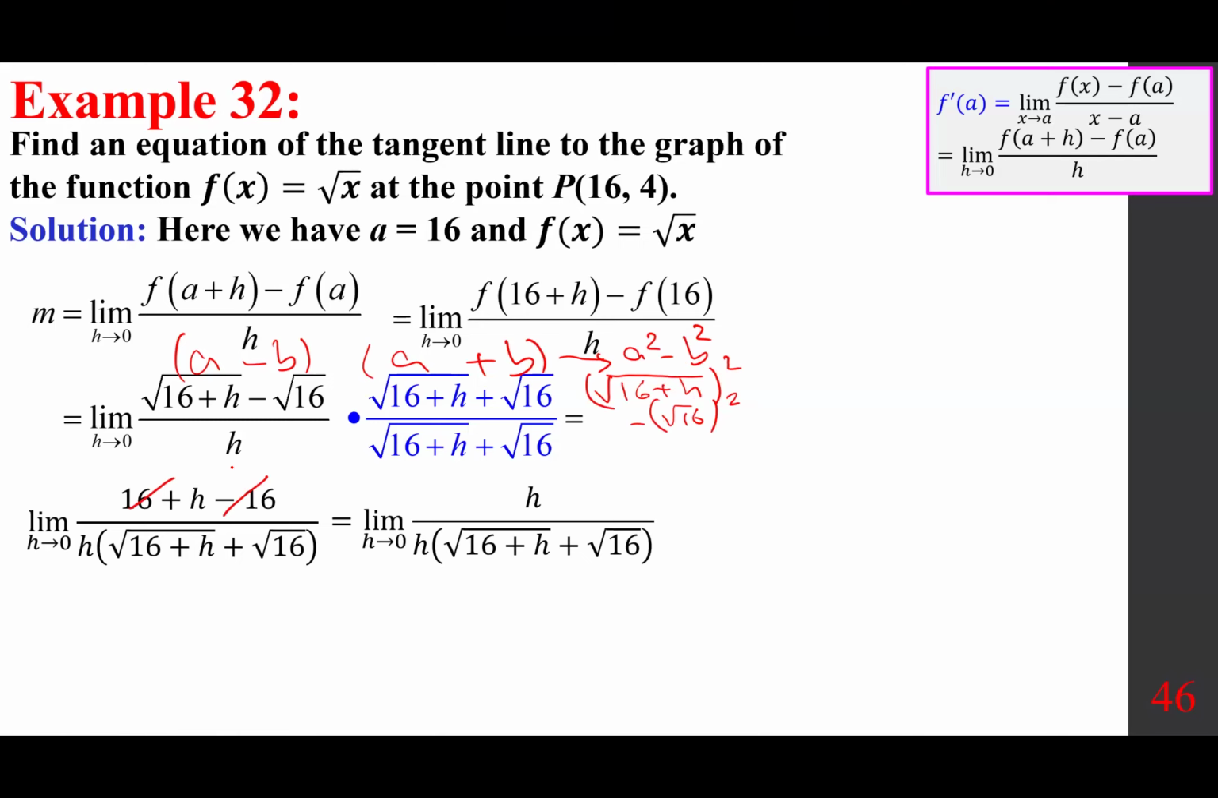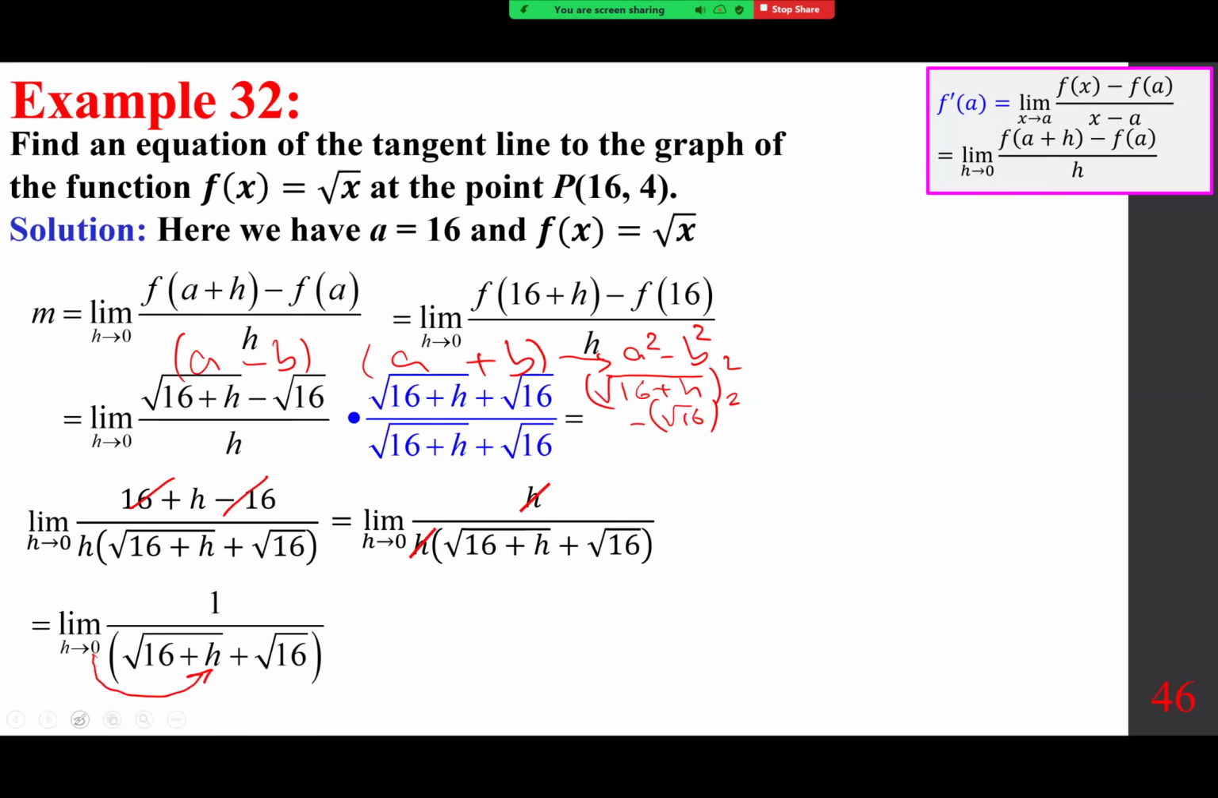We have this one. The h cancels out the h in the denominator. And now if you're done, there's nothing else you can do to simplify it further. Now if you plug in, you get 16 here, square root of that is 4, this is 4, this is 4, 1 over 8 is the answer.